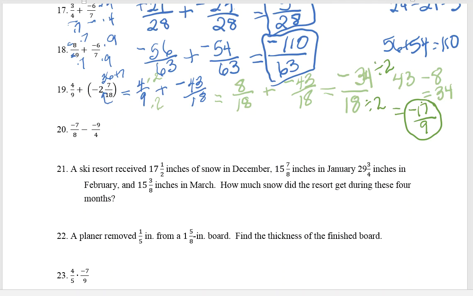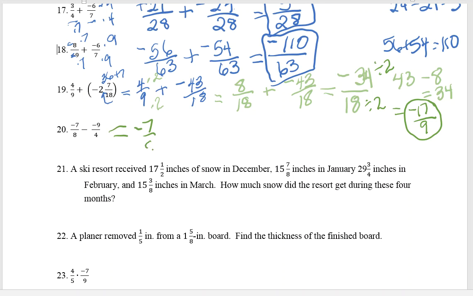Number 20 does similar math except it's a minus. So we're going to change this minus to a plus, and we're going to still do the same idea of getting a common bottom. I'm going to go back to the blue. Okay, so let's go ahead and change this to a plus first. So the first fraction, I guess my pen doesn't want to go blue. Okay, we'll just leave it.